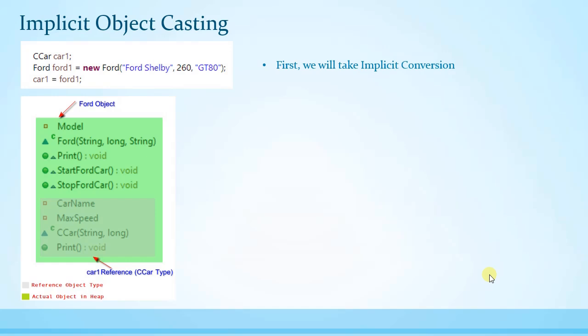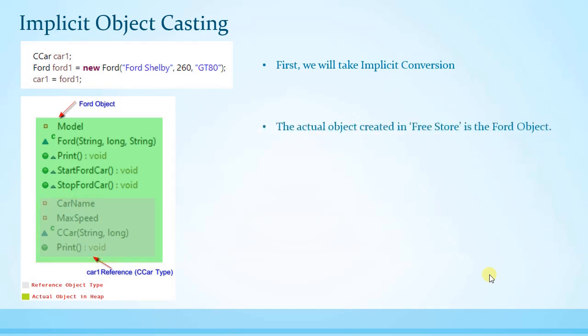In the third statement, if you see, Java performs typecasting. So the actual object in heap is in green color. That means it has a Food object with all members available. But the reference pointing to that heap location is the CCar reference, car1. The type is CCar. So now we have access to whatever is marked in gray color, even if the object is a Food object.